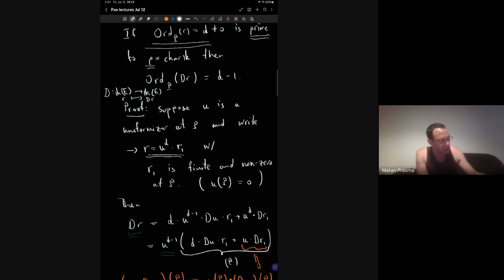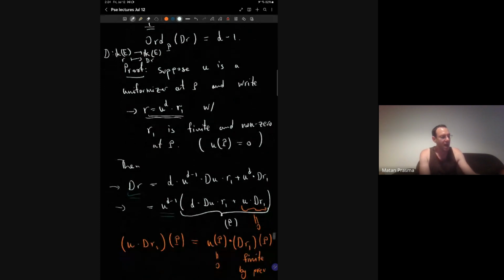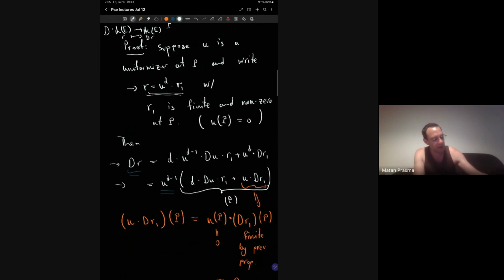Do you now understand this line? How I did the derivation? Yes. Okay. And now this line, I just take a common factor. I take u to the d minus 1 as a common factor. And I want to show that the order of d of r at p is d minus 1. In order to show this, I need to be able to express this rational function dr as u to the d minus 1 times some other rational function that is finite and non-zero at p. So far, it's okay? So this other rational function, you can call it R2.